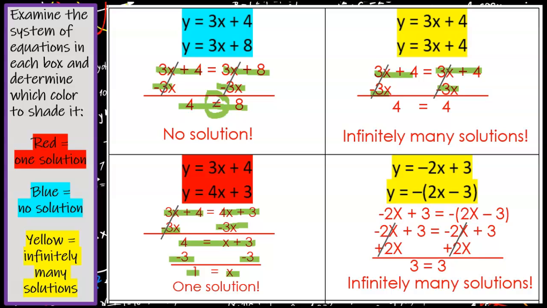And the last one here, negative 2x plus 3 is equal to negative 2x minus 3. So let's distribute here first. Let's distribute that minus sign to everything inside those parentheses. So negative 2x plus 3 is what we're left with. Now we can solve. Let's subtract 2x on both sides. So negative 2x plus 2x would cancel each other out, leaving us with 3 is equal to 3. So we could plug in any value for x here, and these would be true, so these would be infinitely many solutions.